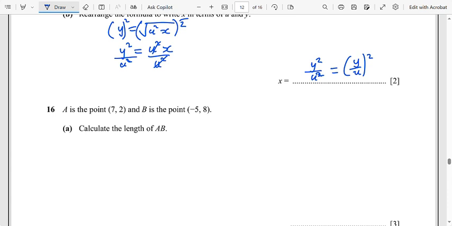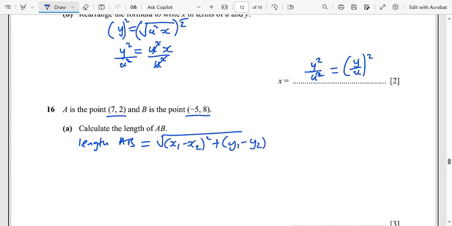A is the point with coordinates 7, 2, and B is the point with coordinates -5, 8. Calculate the length AB. So the length of the line AB becomes the square root of x1 minus x2 squared plus y1 minus y2 squared. This formula is not provided, it simply means you need to memorize it. So the first coordinate, I'm going to name it x1, y1. The second one is x2, y2.